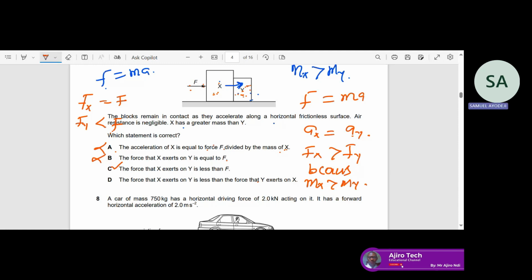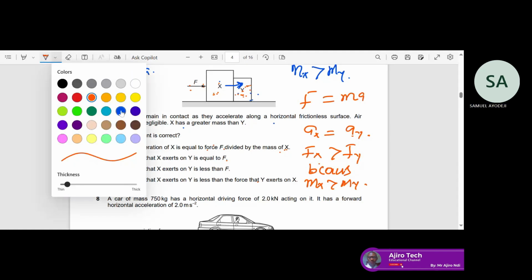Are we together? Is it understood? No, sir. You said no? You don't understand? But you see that first part where you said the force is greater and everything, I understand that part, where you said the force of X is greater than the force of Y. Okay, if this one is understood, fine.